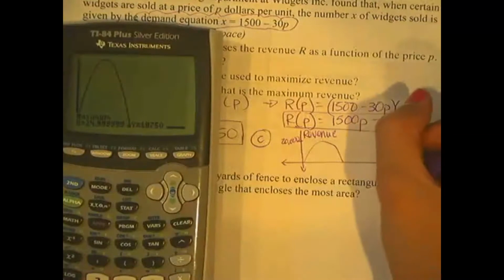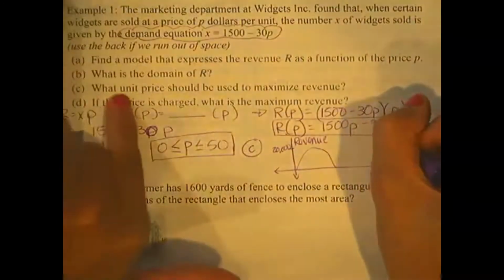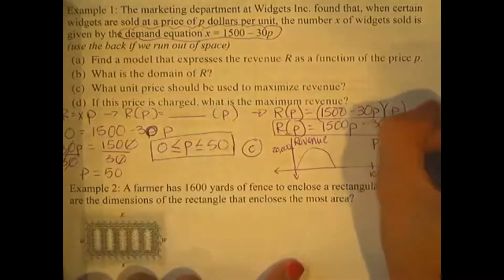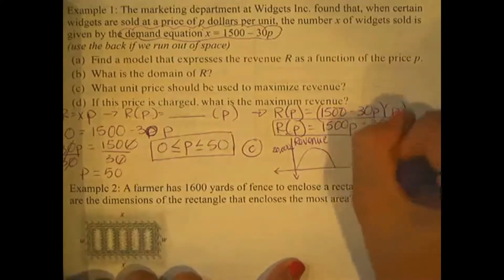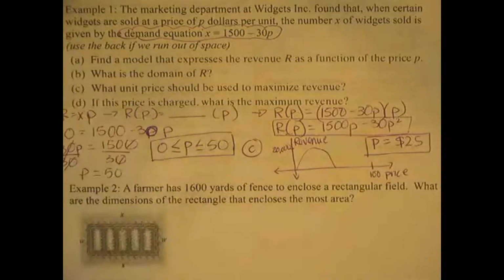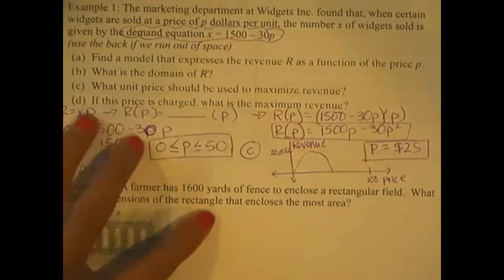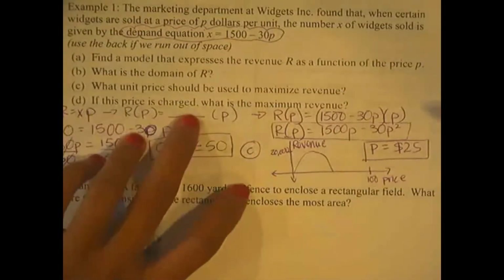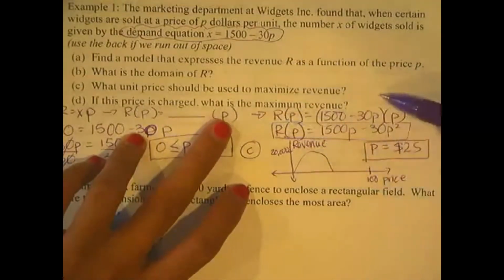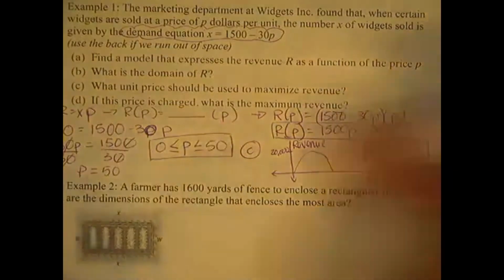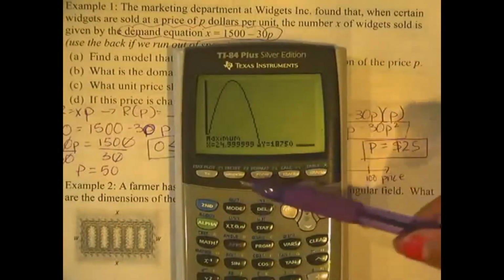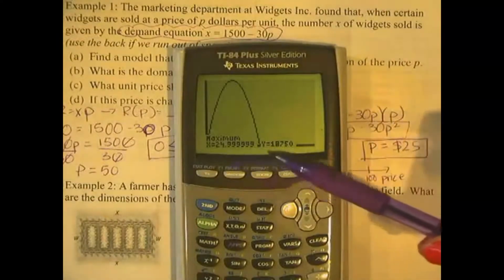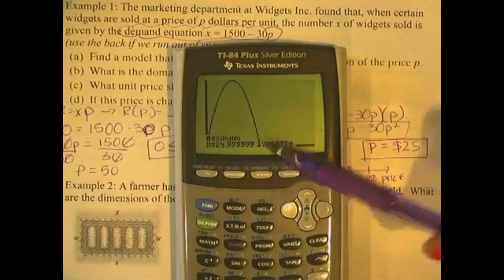Price, it says what unit price should be used. So price equals $25 to maximize my profit. Last piece, D: if this price is charged, so if I'm going to use this price, what is the maximum revenue? Now I don't have to do any work. My calculator already has it. If I charge $25, my maximum revenue is $18,750.